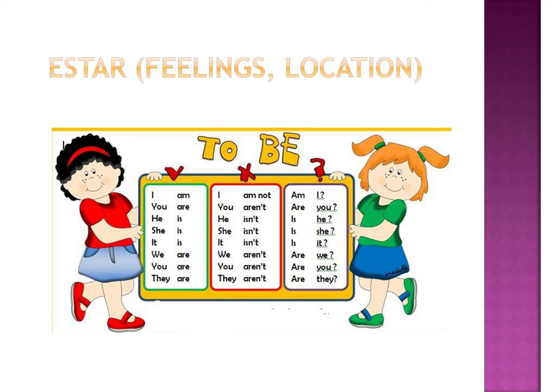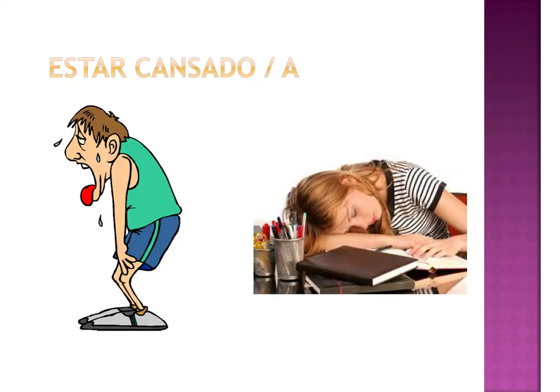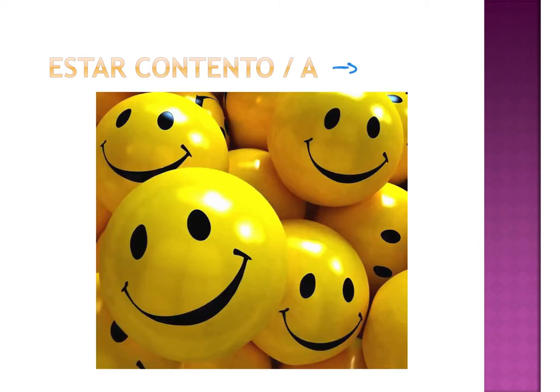Okay, so estar means to be when we're talking about feelings or location, and I have a bunch of examples coming up here. So if you wanted to say that you're tired, right, you would say estoy cansado. You would use a form of estar and the word cansado or cansada to say that you are tired. So this is to be tired. Estar contento means to be happy.